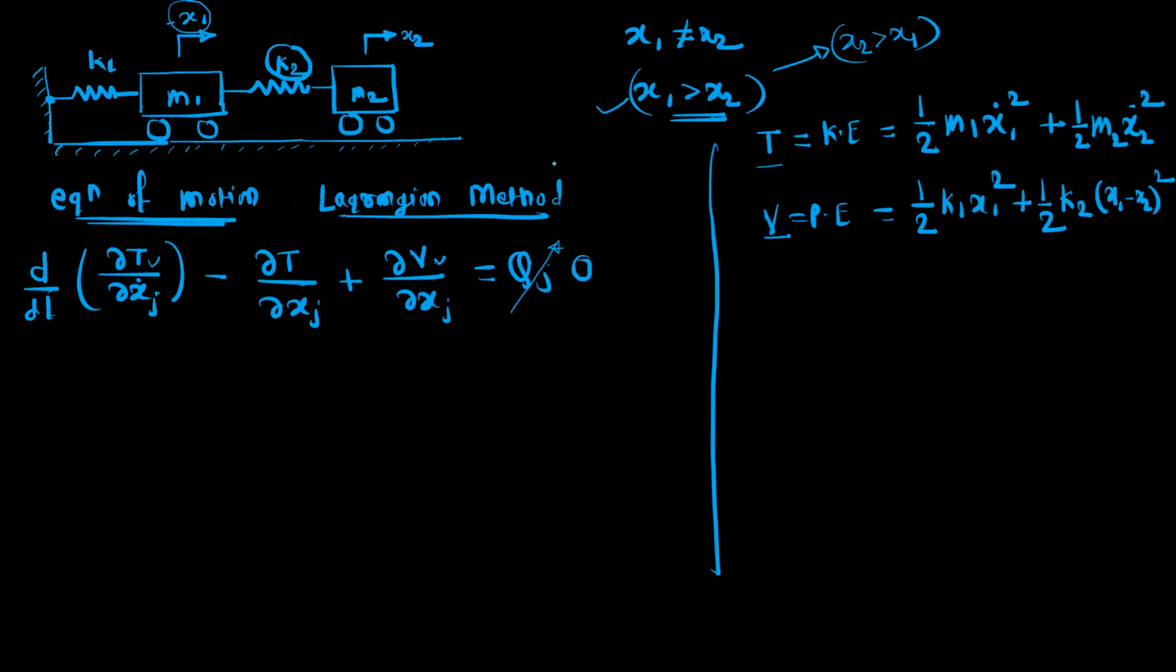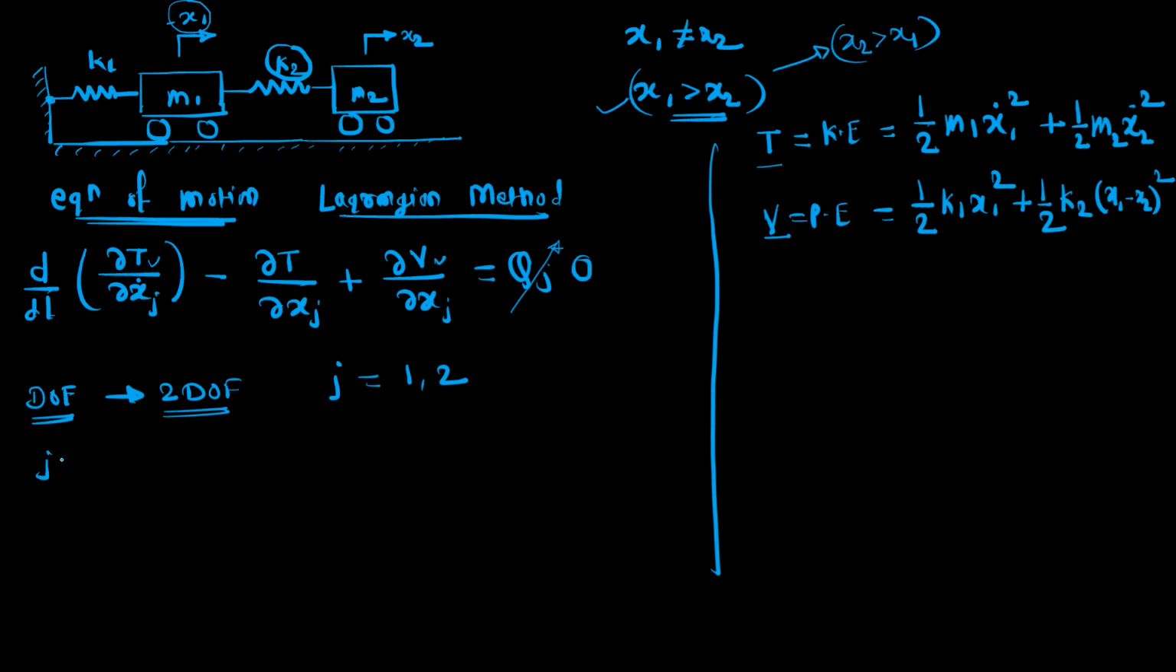Now we should find out the degrees of freedom. I have already explained this in the introduction. It describes the number of independent parameters. So x1 and x2 are the two independent displacements, so this is a 2 degree of freedom system. This j value is 1 and 2. So first select j as 1 and write this complete equation, and then take j as 2 and again write the equation.